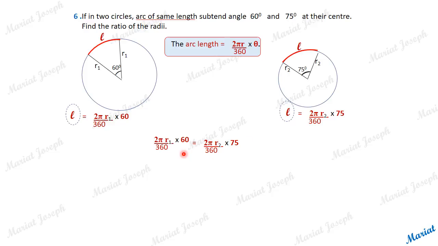Now from this equation, let us find the ratio of R1 and R2. There are a lot of common factors. So after deleting the common factors, 2 pi by 360, from both sides, we have R1 into 60 equal to R2 into 75. Therefore, R1 upon R2 is equal to 75 upon 60. That is equal to 5 upon 4, dividing by 15. So we have R1 is to R2 is equal to 5 is to 4. That is the ratio of the radii.